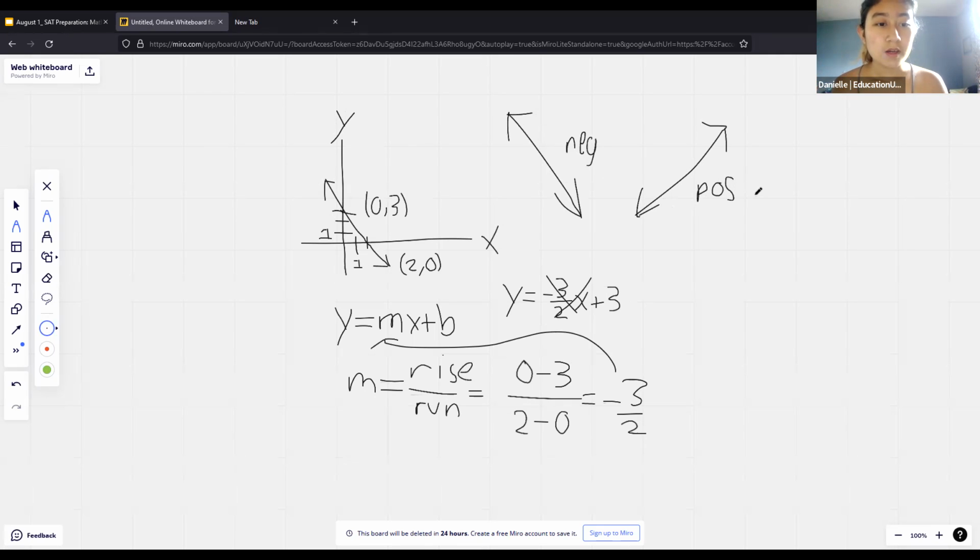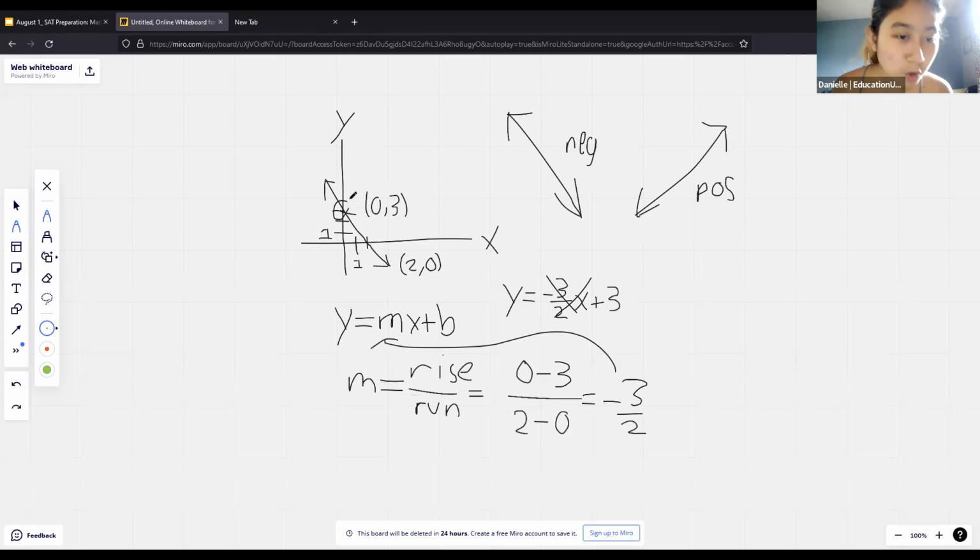So, and then generally, yeah, do rise over run. And then, if you want to single out the y-intercept quicker, just see where the line intersects the y-axis. And then you'll identify quickly what the y-intercept is.